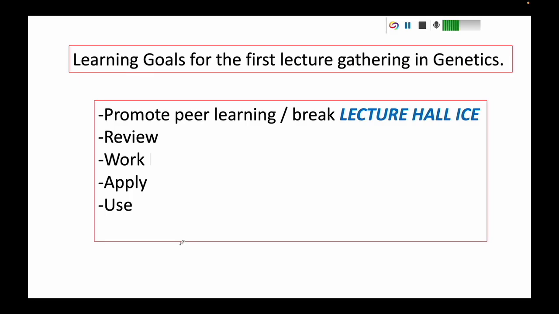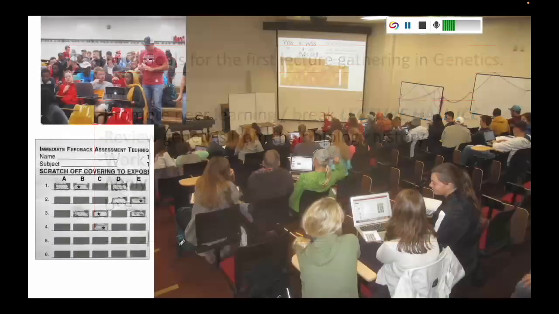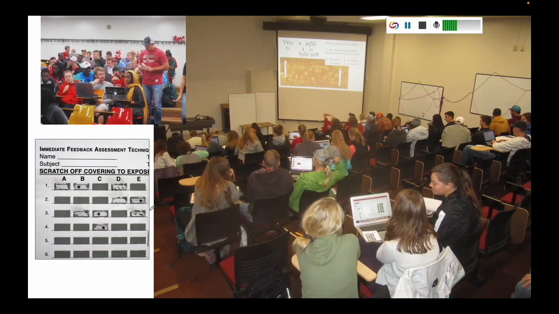I changed my approach because I found a better way to promote this peer learning, and I could apply it to the goals we had no matter where we were in the flow of the genetics learning in the course, whether we were reviewing like we did today or in this first lecture, but we could get the students to work with the kind of thinking that geneticists had. So the key really to this change was to adopt these immediate feedback assessment techniques, these IFAT scratch quizzes.